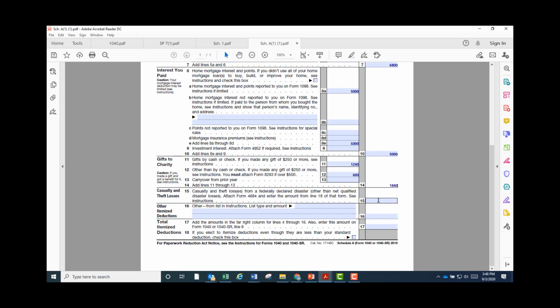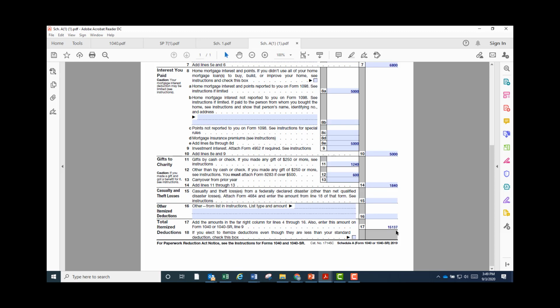Casualty and theft losses. None in the sample problem. What about other itemized deductions? Also none. So then the total itemized deduction is, you sum up everything above, it's $15,137. This is the amount of total itemized deductions, personal expenses that may be deducted, but it would depend. Compare this to the standard deduction, and if it's more than the standard deduction, we would want to use this to reduce our taxable income.